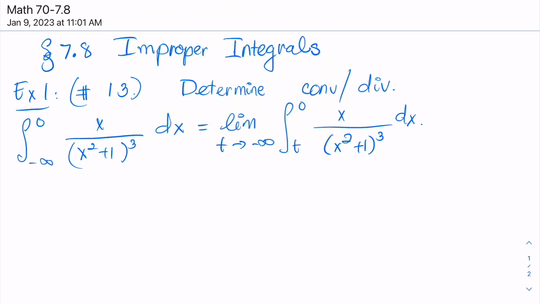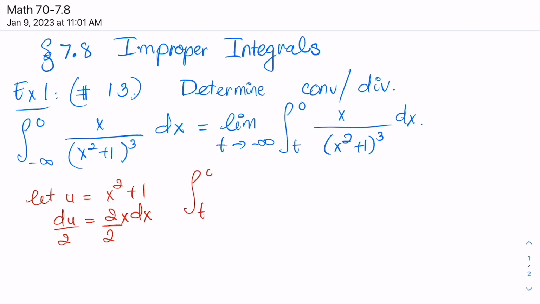So for u substitution, I'm going to let u be x squared plus 1. Therefore, du is going to turn into 2x dx. So because we only have x here, we're going to have to get rid of that 2, divide by 2. So I'm going to go back and just do some preliminary work. I'm not going to write the limit because we're going to have to go back and use x anyway. So we have 1 half u cubed, so I'm going to put u to the negative 3 up here.